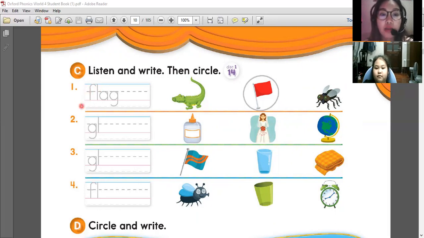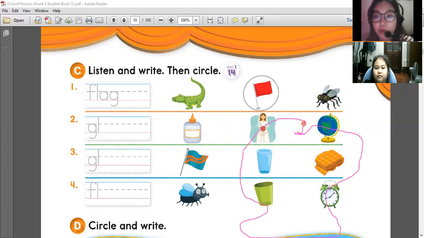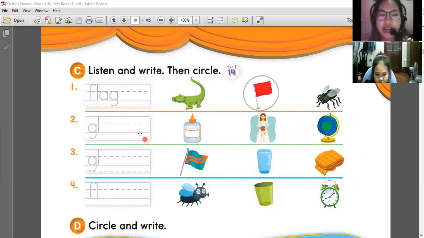Okay, so along with that, you have to say, oh, why is that a big one? Let me erase that. So flag, number one. Now let's go to number two. I'm gonna say the word. The word is globe. Yes, number two is globe. Now you circle first where's the globe, and then you write the word here.